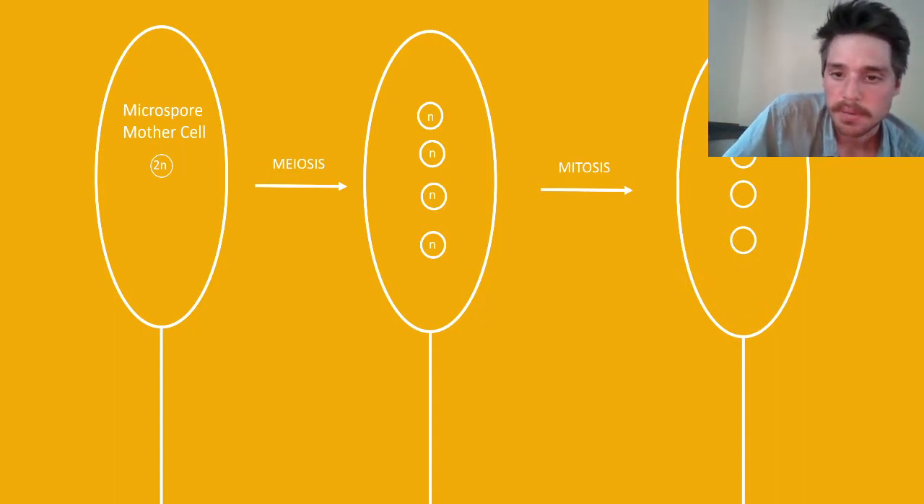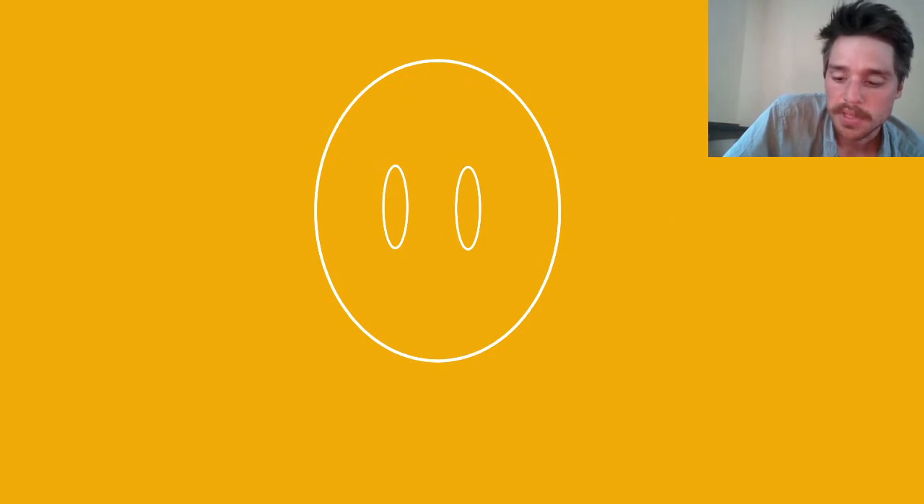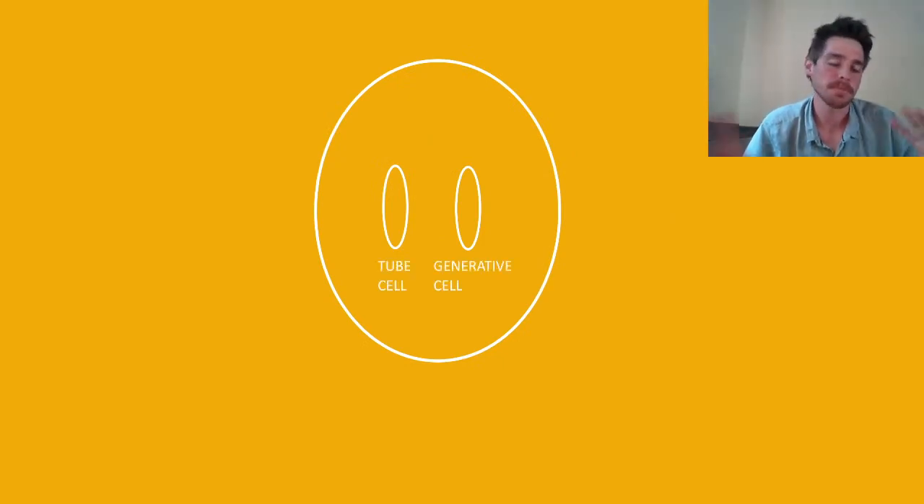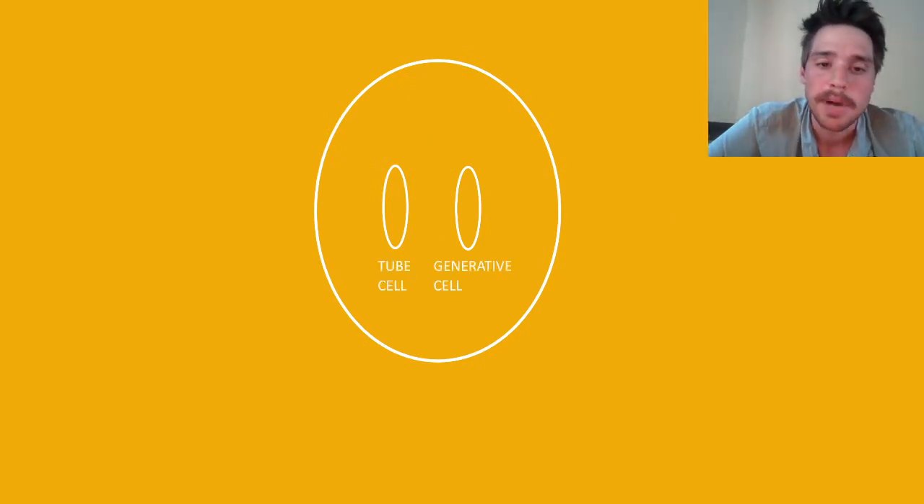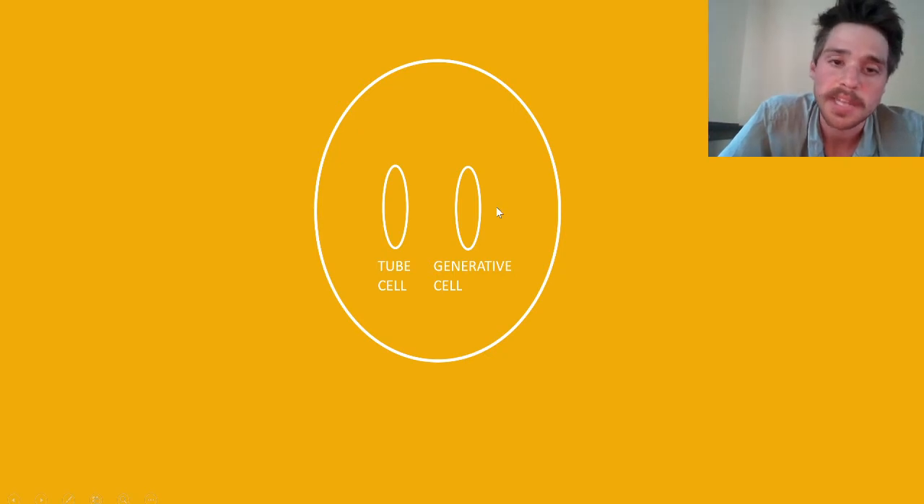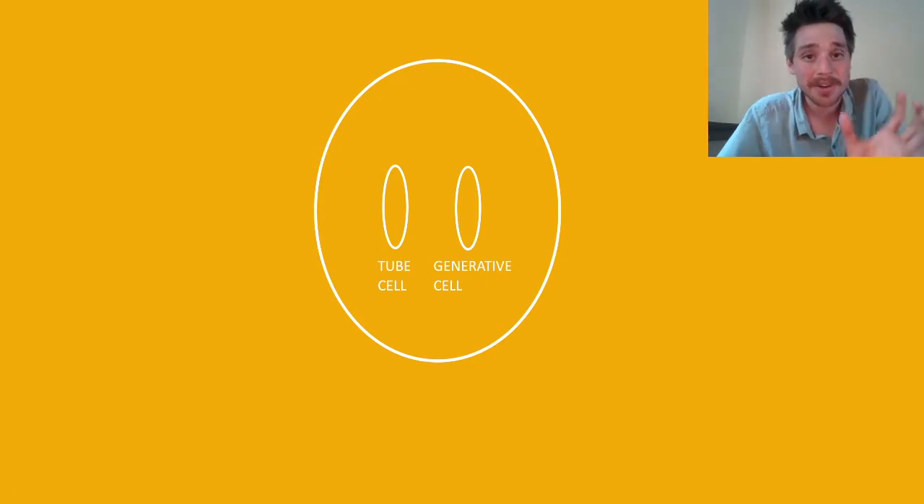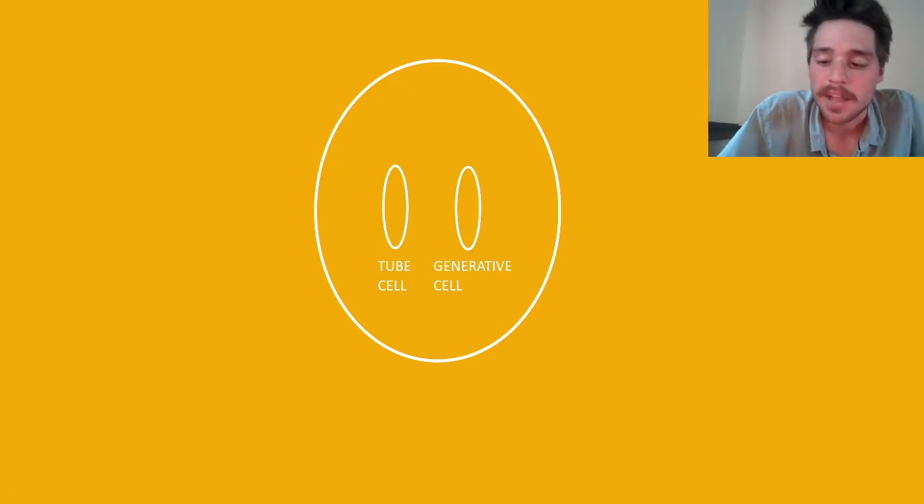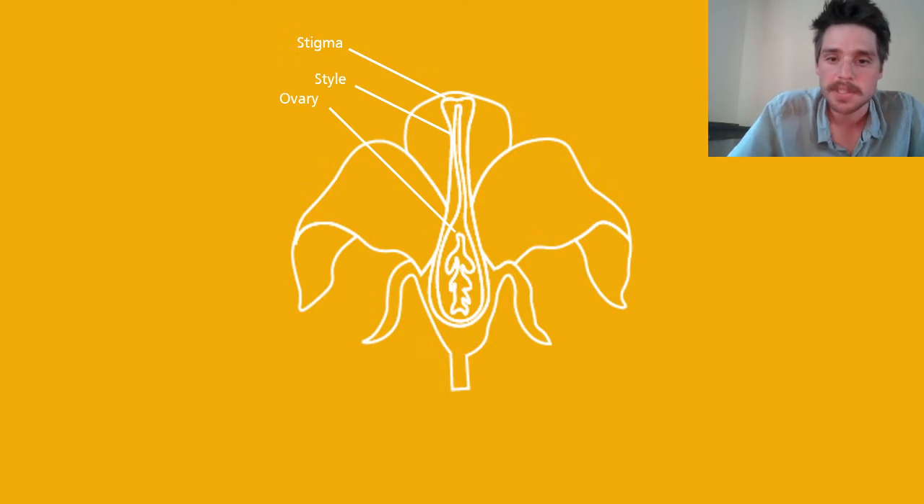Cells then go through mitosis, eventually creating the pollen grain. And the important thing from this part is that the pollen grain is made up of two parts: this tube cell, which we'll talk about, and the generative cell, which eventually becomes the sperm, which passes on this reproductive genetic material. And then, so we've got the pollen grain being the end element of the male system.